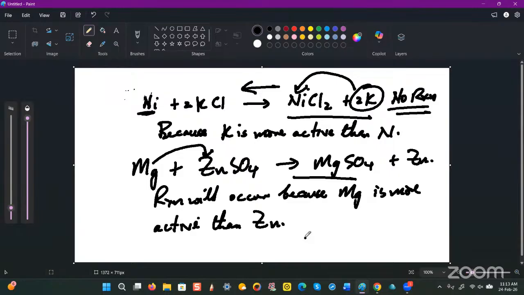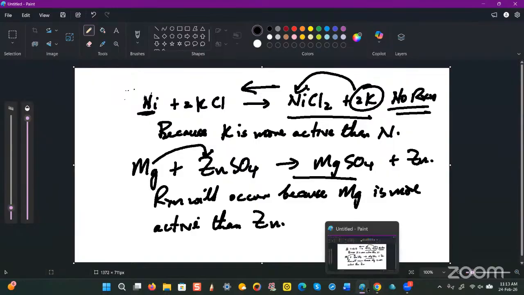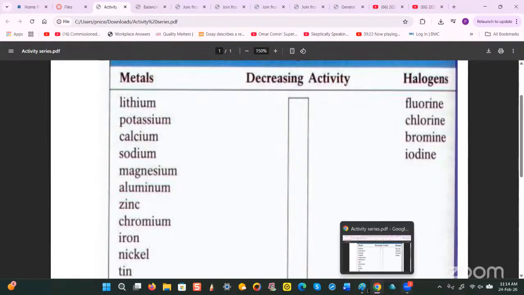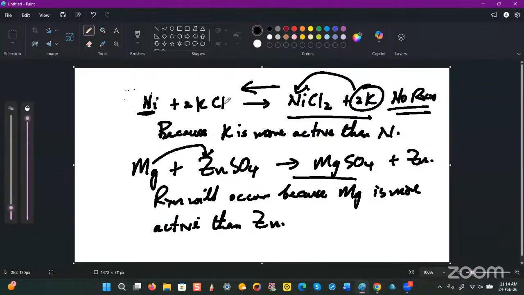Can you go back to that chart real quick? That's this right here. So I thought we wouldn't have a reaction because potassium has more activity than nickel. Yes, potassium, right. So the first reaction, let me show you. The first reaction is this reaction right here, right? So because potassium is more active than nickel, nickel will not displace potassium. Oh, so it matters what comes first? It matters what is being displaced.